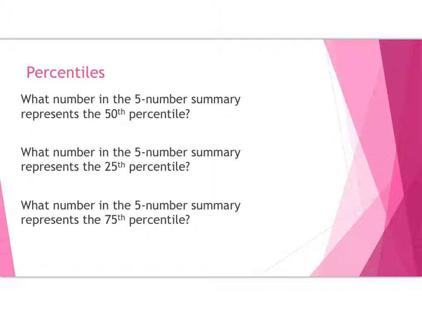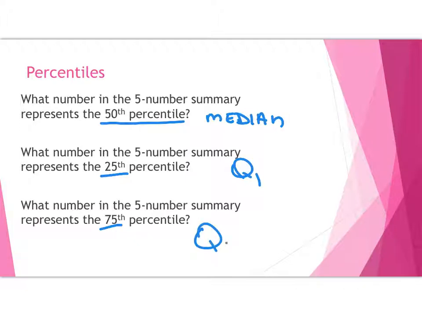Now to tie this in with what we just did, the 50th percentile, that would be your median. Half are better, half are worse. 25th percentile means you're better than 25%, worse than 75%. That would be the first quartile. 75th percentile means you are higher than 75%, less than 25%. That would be your third quartile.